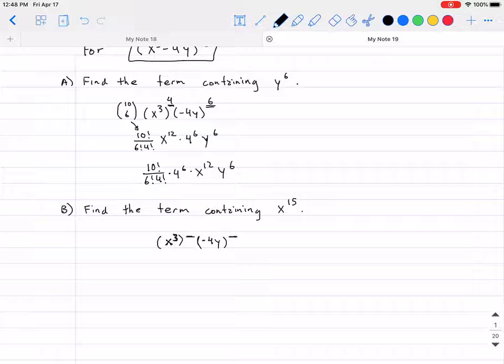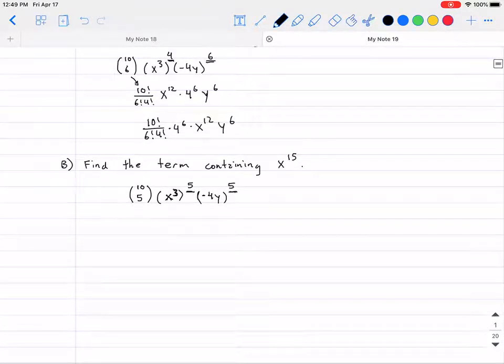So the question then is, if we have x to the third, what power do I have to raise it to in order to get x to the 15th? Well, that's an easy multiplication part for most of us. That number would then be 5 in this case, because x to the third to the power of 5 will give us x to the 15th. And as soon as we figure out that that's equal to 5, then that means that this part for negative 4y is also raised to the 5th. And then the coefficient in front, or the n choose k part, will then be 10 choose 5. So once again, we'll go ahead and write out everything.